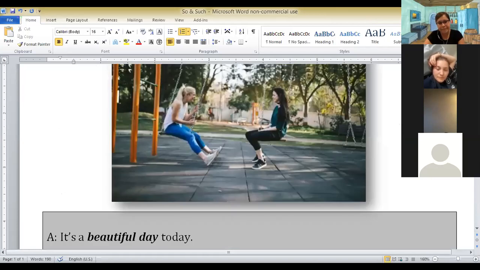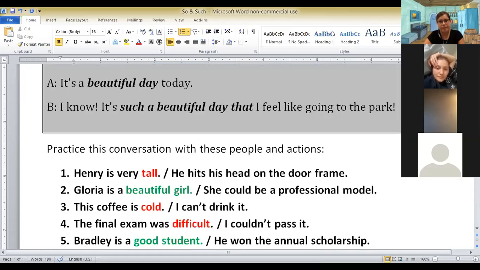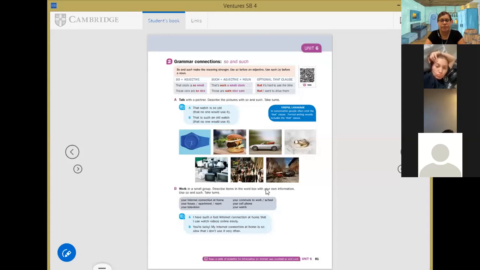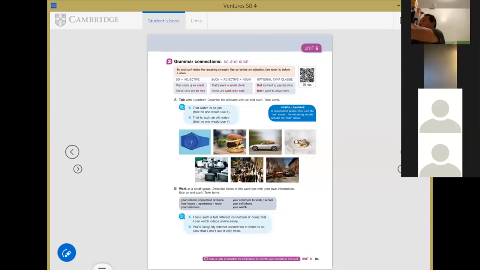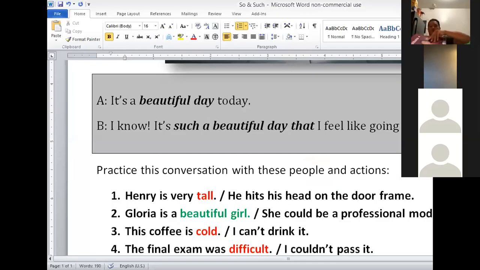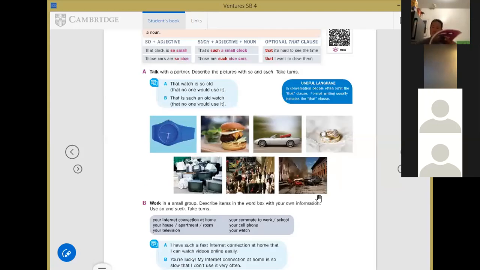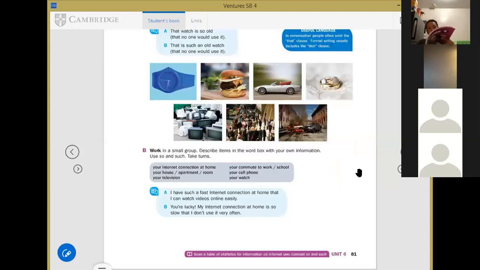Everybody feel good about so and such? A little bit better, huh? Okay. Let's take a look at so and such in the book. You're going to find it at the end of chapter 6. Looking for my books. Page 81.